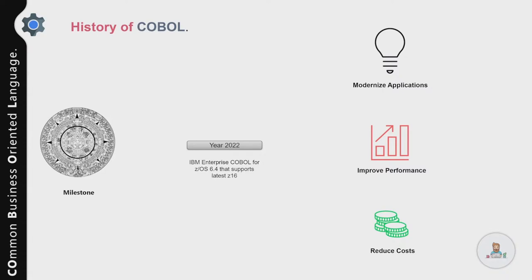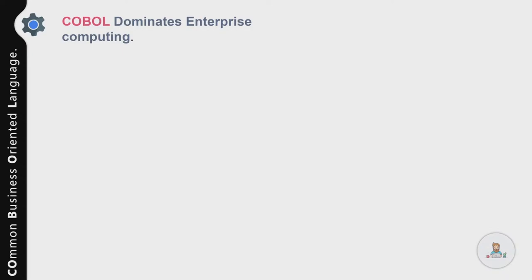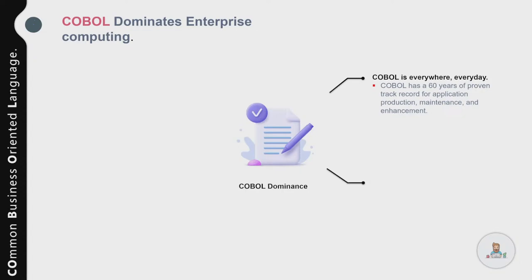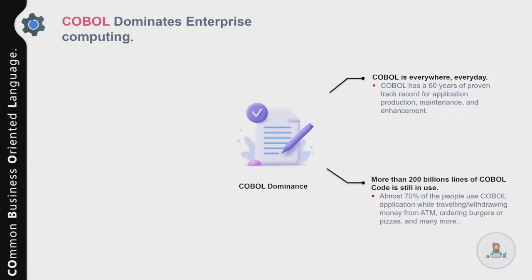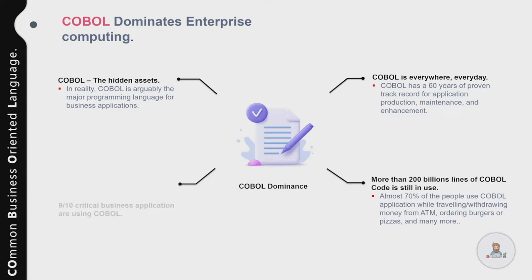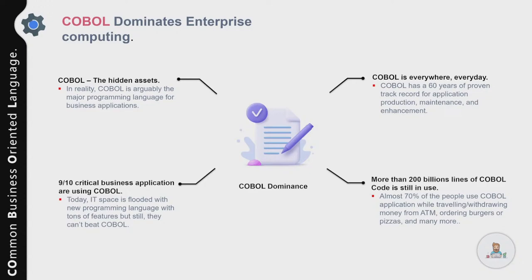Now let's try to understand why COBOL still dominates the enterprise computing space. As you know, COBOL is extensively used for business-oriented applications, and it is one of the oldest programming languages which is still in use. COBOL has 60 years of proven track record for application production, maintenance, and enhancement. Almost 70% of people use COBOL applications while traveling, withdrawing money from an ATM, ordering burgers or pizzas, or visiting a doctor, and many more.